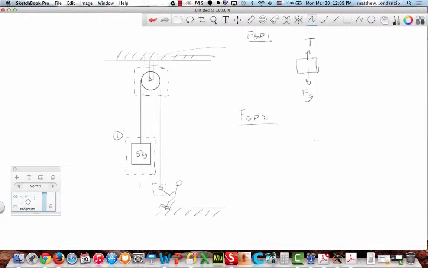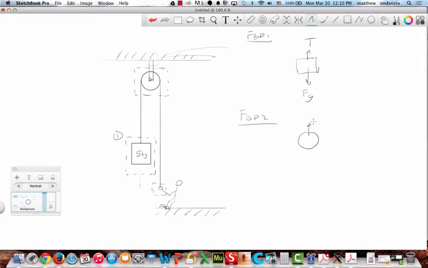FBD2. What's that going to look like? Is that the pulley? That's the pulley. That'd be a circle. Could do a circle. What forces do I have coming out of the box around the pulley? So you have the tension. Is it just the pulley? Not the rope? It includes the rope because the rope is coming out. So I've drawn a box just outside of the pulley. So the normal force? Which direction?